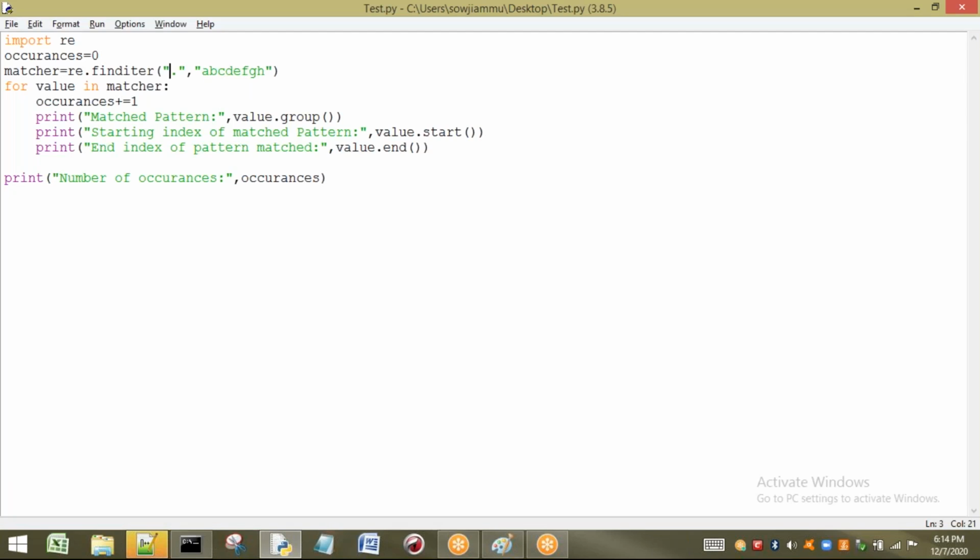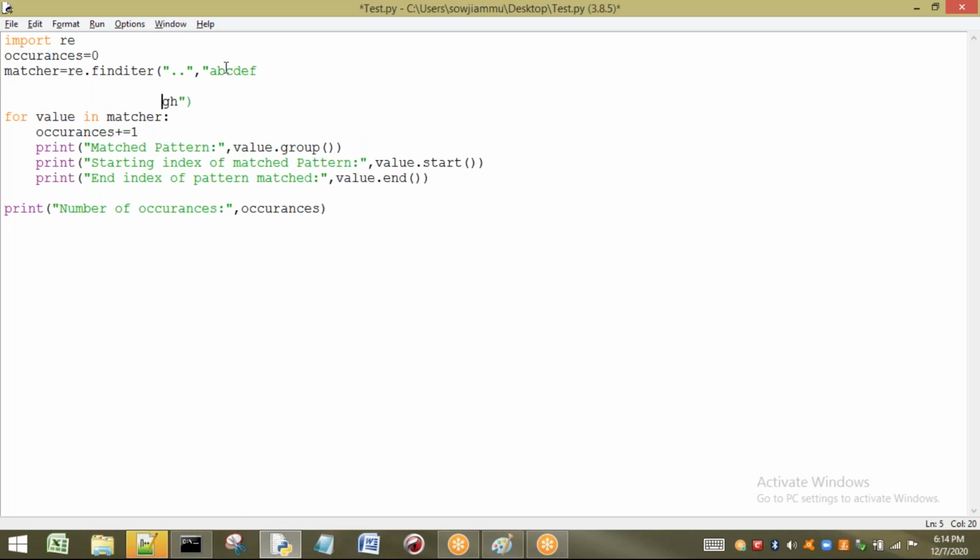Now the concept is, I will take dot dot. That means here how many dots are there? 2 dots are there. That means it is going to consider two elements. It will search for two elements. The first search is for AB. The second search is for CD. The third search is for EF. The fourth search is for GH.